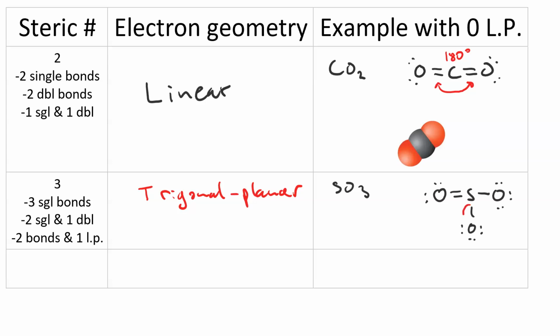So, you can see 1, 2, 3 electron domains, so the steric number is 3. That's 2 single bonds and 1 double bond. Now, time to point something out in the Lewis structure.